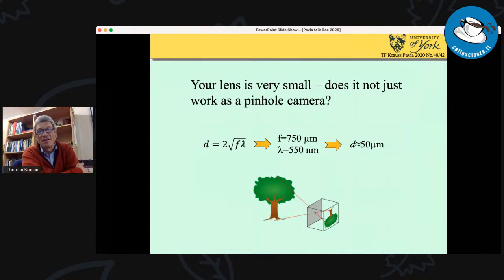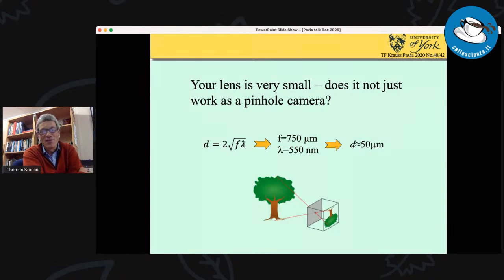Then the final question I often get asked: your lens is very small, why does it not work? Could I not just use a pinhole camera? And this is not a nasty question, because if you look in the literature, I would argue a third or half the meta lenses you see, you could replace them with a pinhole that would work just as well. Many people show meta lenses with 50 or 100 micron radius, and you don't need all this stuff in the middle. You could just use a pinhole camera.